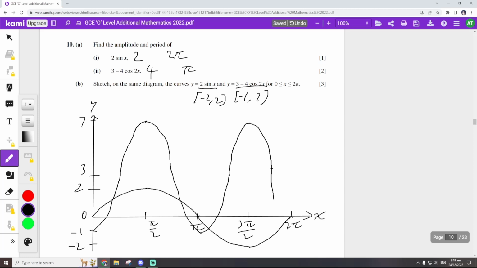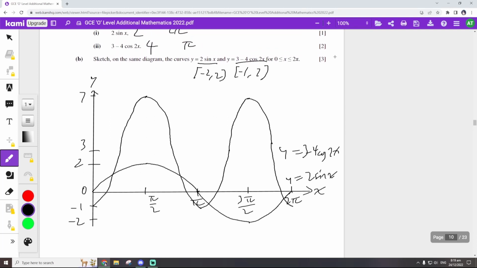A bit difficult to get back down here. Yeah, something like that, okay? So this is y equals 3 minus 4 cosine 2x. And the graph on the bottom is y equals 2 sine x. Okay? Yeah, so it looks something like that. Just make sure you get the max and mins.